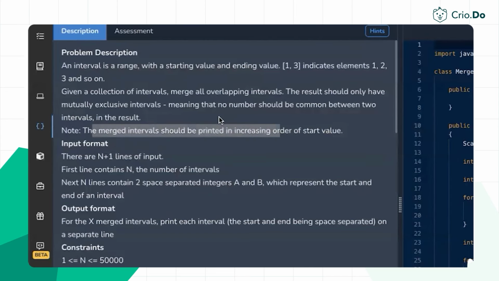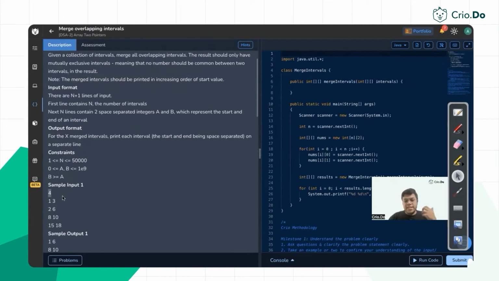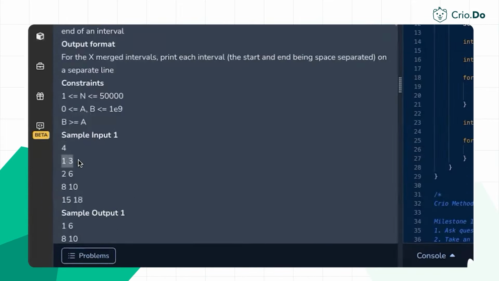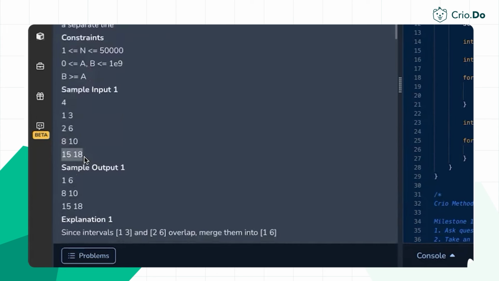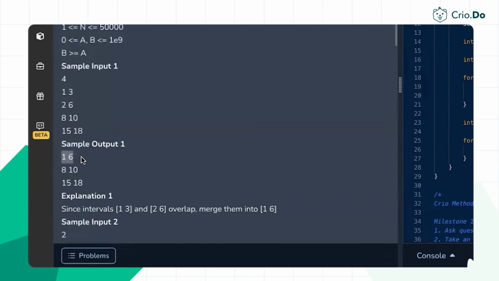Now let's discuss an example to understand what merging is. Given 4 intervals, that is the array size is 4. First interval is from 1 to 3. Second interval is from 2 to 6. Third interval is from 8 to 10. The fourth interval is from 15 to 18. After merging the overlapping part, the non-overlapping intervals finally will be from 1 to 6, 8 to 10, 15 to 18.